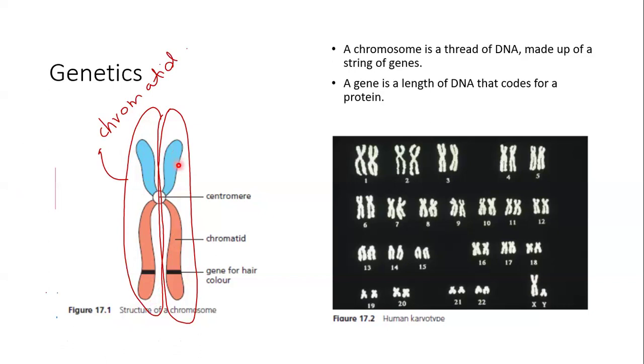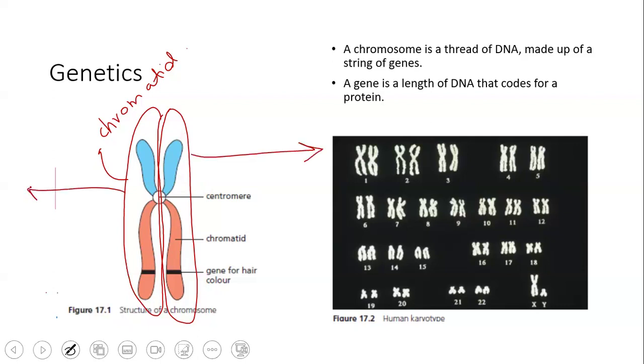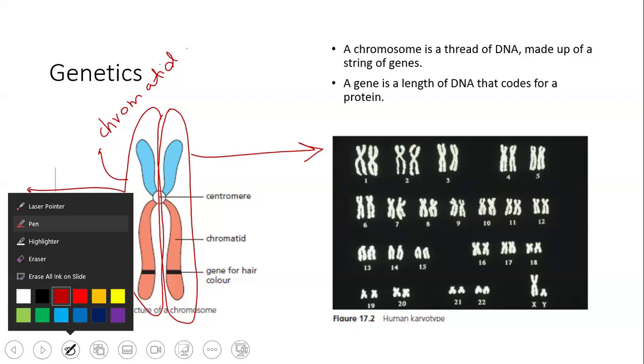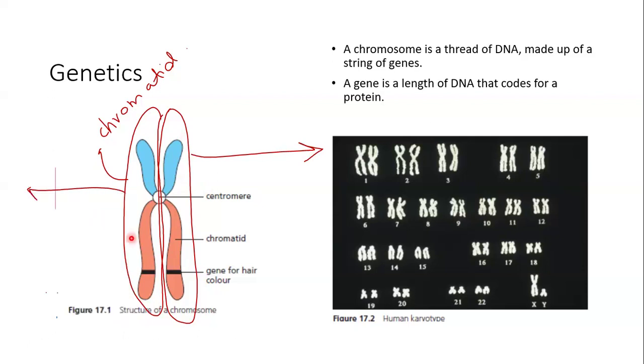So when the cell is going to divide, one chromatid will go to either cell. This chromatid will go to cell number 1. This chromatid will go to cell number 2. So this way, both daughter cells will get one copy of the DNA. So this chromatid has one copy, this chromatid has one copy. And when they break away, a copy of the DNA will pass to both the cells.